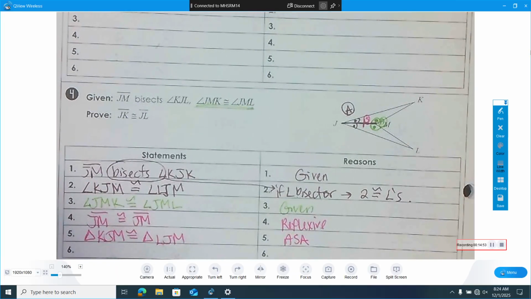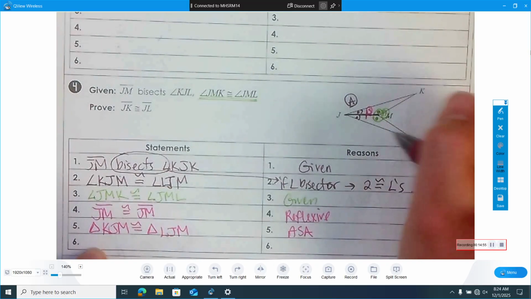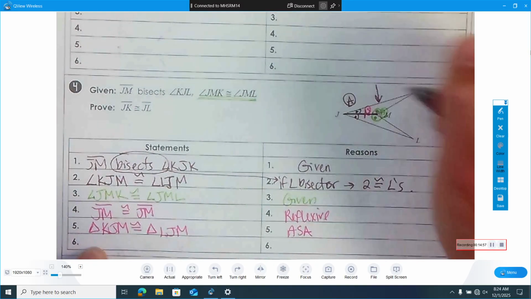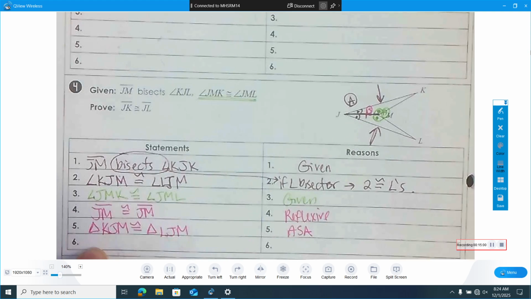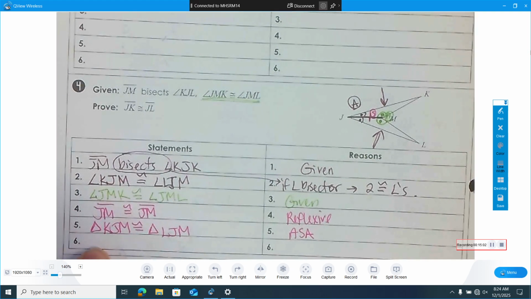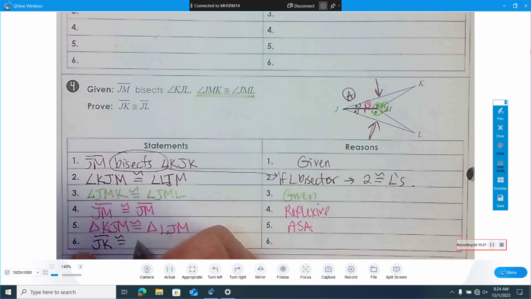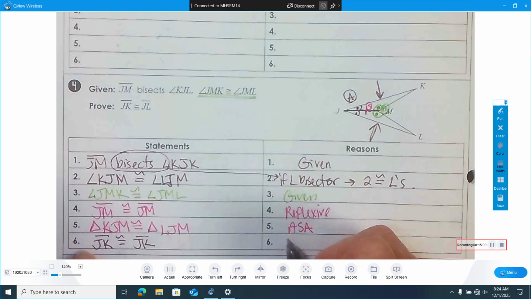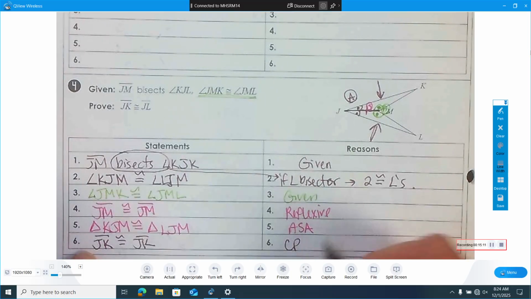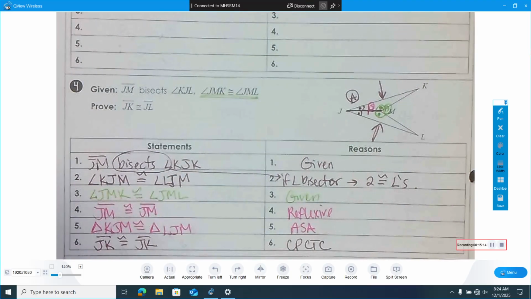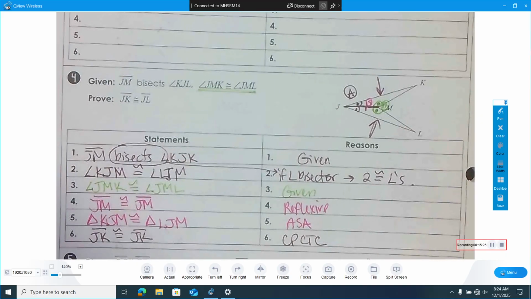And then, of course, the last thing here, now that we know that those top and bottom triangles are congruent, then we're proving that JK is congruent to JL, which must be true. So JK is congruent to JL by CPCTC, yes. All right. Good so far? Yeah. All right.